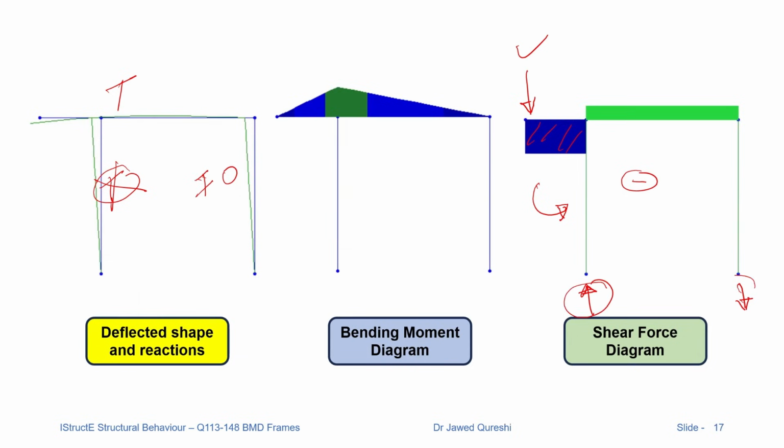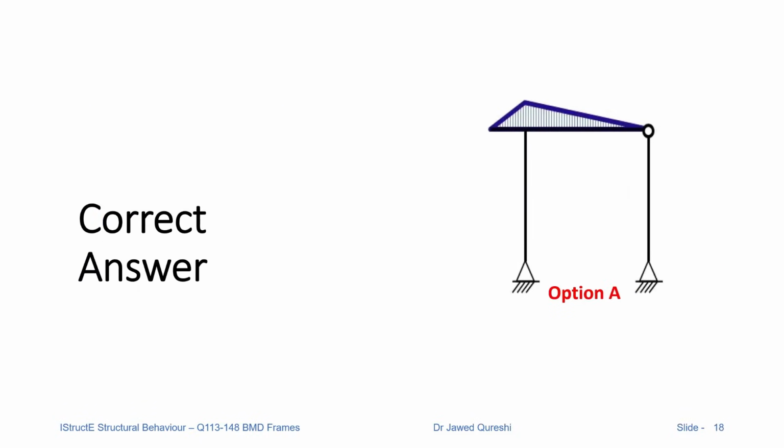These two reactions are creating clockwise shear. So clockwise is drawn on the positive side. So that's why this is drawn on the positive side. So this is how we draw the shear force diagram in addition to the bending diagram. So the correct option is option A, where there is no bending in the columns because we had one internal pin over there. Let me move to the next question.